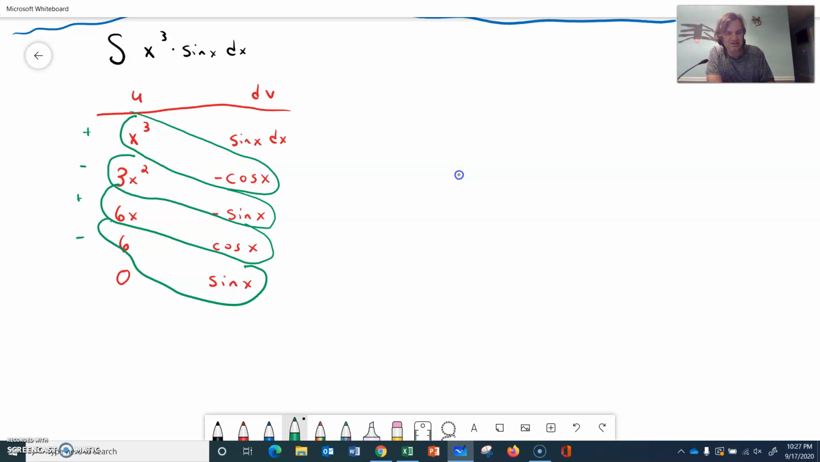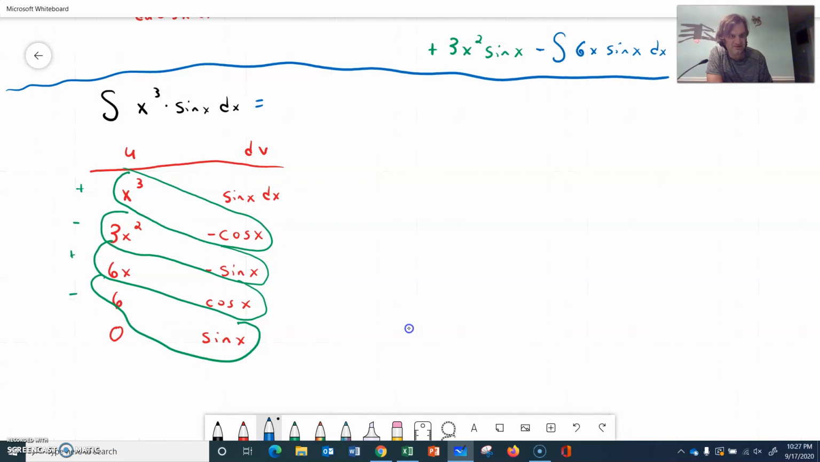But this integration turns out to be all of these things added together, and we can at least feel good about it if we look at the parts we have. We should end up with negative x cubed cosine of x, and then we will have negative negative, which will be positive 3x squared sine of x. So I'm just writing out these diagonals. And then I will have plus 6x cosine of x, and then the next one will be minus 6 sine of x, and then I start running into zeros, and I don't need them.